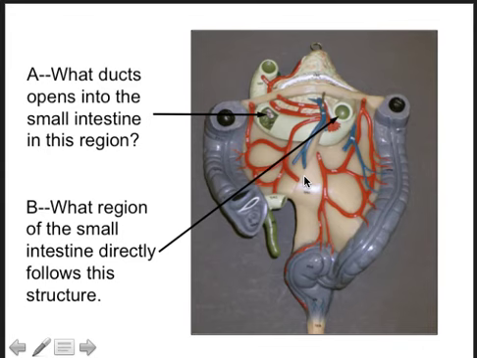Okay, next question. What ducts open into the small intestine in this region? Okay, and the answer is the bile duct and the pancreatic duct. Next question. What region of the small intestine directly follows the indicated structure? And the answer there is the jejunum. Following the jejunum is the ileum. And then following the ileum is the cecum, which is followed by the ascending colon, then the transverse colon, then the descending colon, then the sigmoid colon, and then from the rectum to the anus.